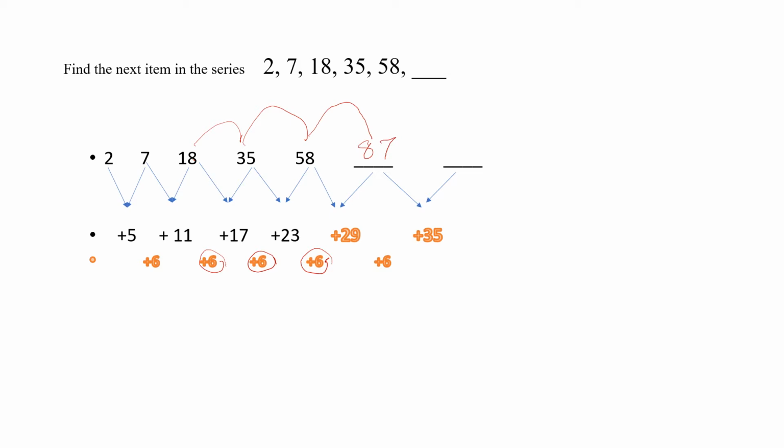And then from 87 to the next term, we will have to add 29 plus 6, making the difference from 87 to the next term equal to 35, which tells us that 87 plus 35 becomes 112. So the next two terms in the given series will be 87 and 112. So that makes it clear.